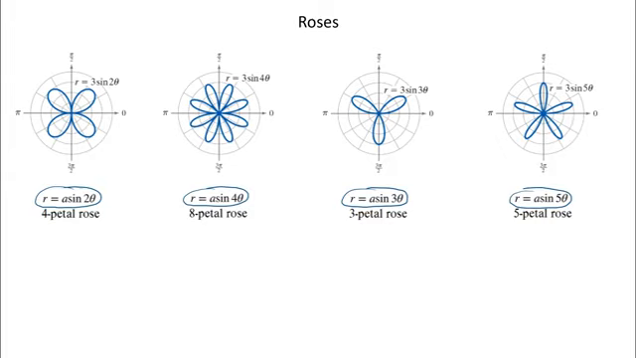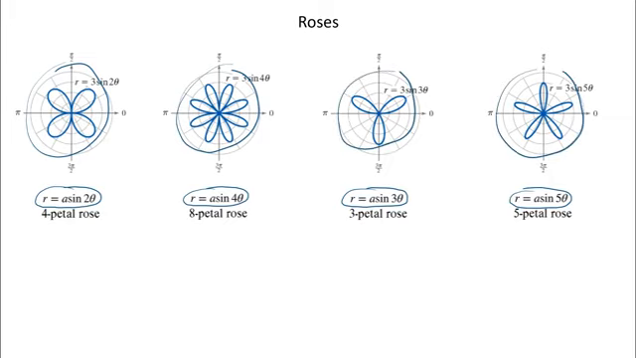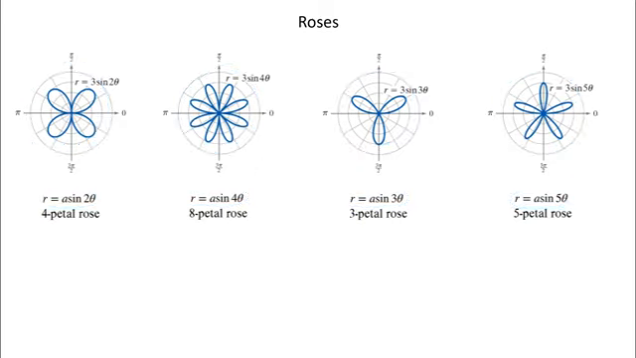Now, they're called roses, but to me, they really look more like daisies. I mean, as you can see there, these look like daisy petals more so than rose petals. But they didn't ask me when they named it, so it is what it is. And also, I think it goes without saying that we could also see a cosine 2 theta, or a cosine 4 theta, or a cosine 3 theta, or a cosine 5 theta. So these can take the form of a sine of a multiple angle of theta, or a cosine of a multiple angle of theta.